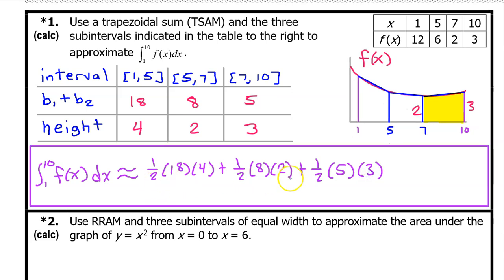You could simplify this answer. You could even use your calculator to do it, since this problem is calculator active. However, I encourage you to leave your answer like this. This is a full credit answer, so why waste your time simplifying, and why take the risk of making a careless mistake? But if you're curious, it comes out to be 51.5.